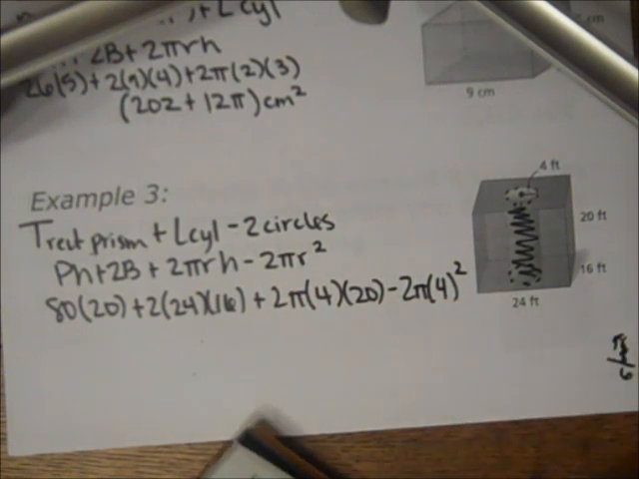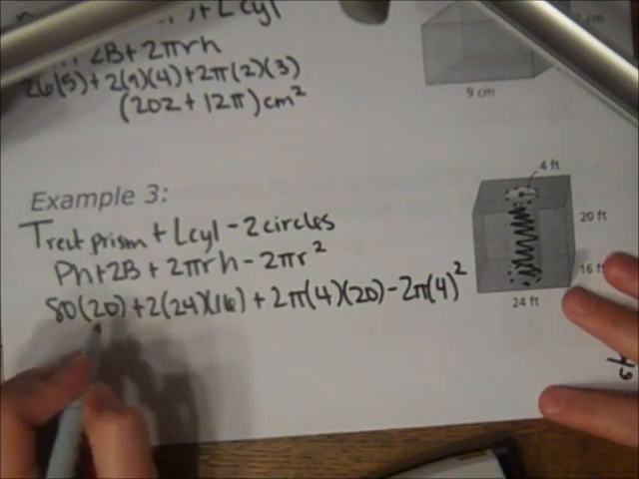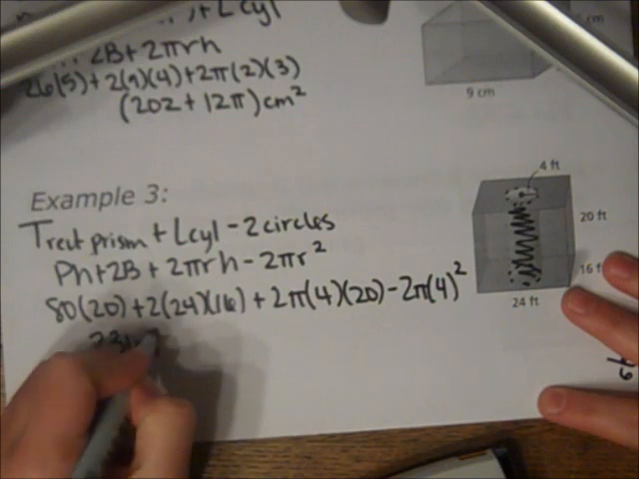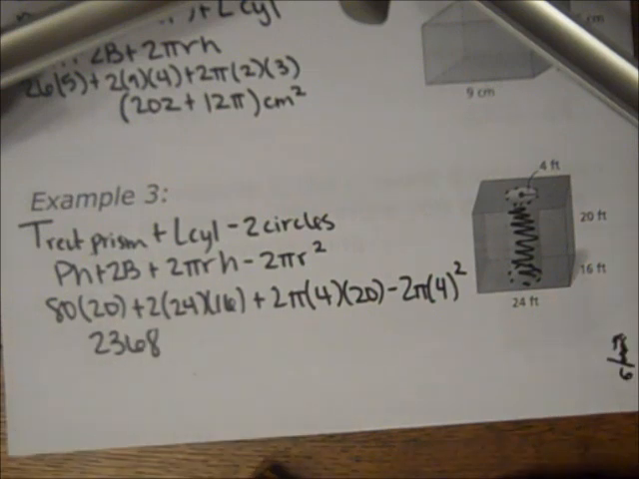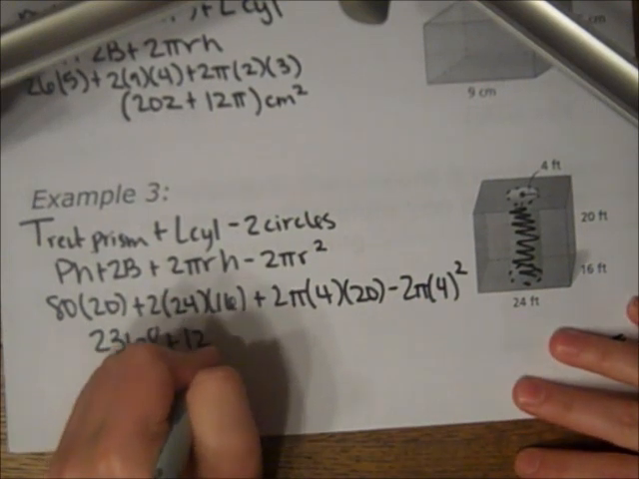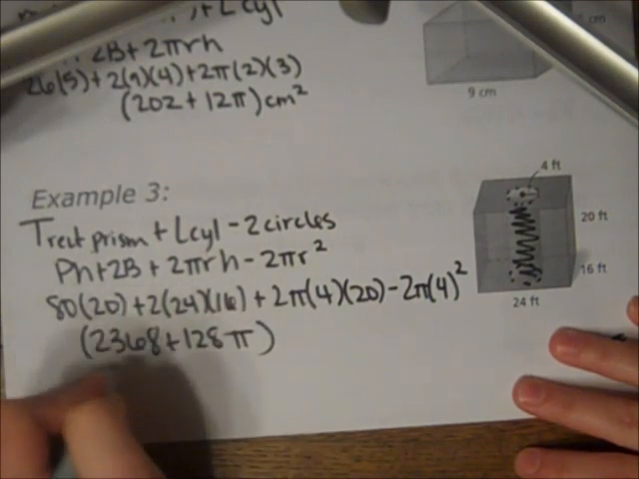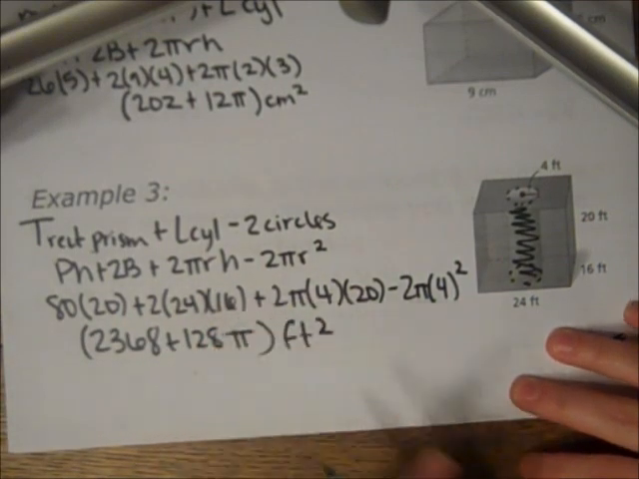So 80 times 20 plus 2 times 24 times 16. This is 2368. And then we have 2 times 4 times 20 minus 2 times 4 squared is 128 pi feet squared.